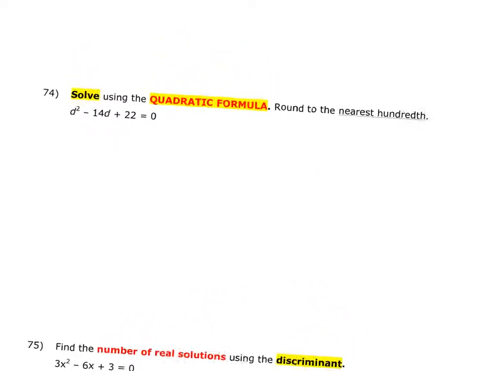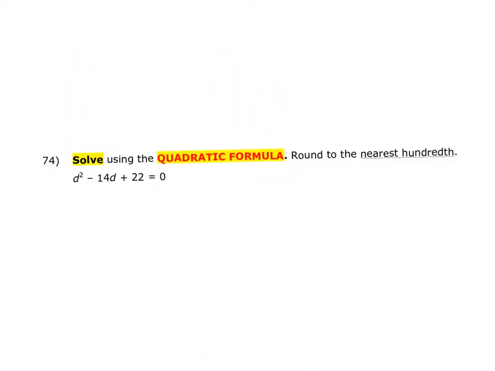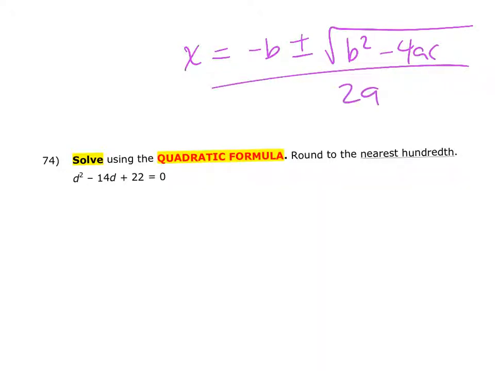74. Solve using the quadratic formula. Well, I remember the quadratic formula is x equals opposite b plus or minus the square root of b squared minus 4ac, divided by 2a. Yay! So we have a is 1, b is negative 14, and c is 22.